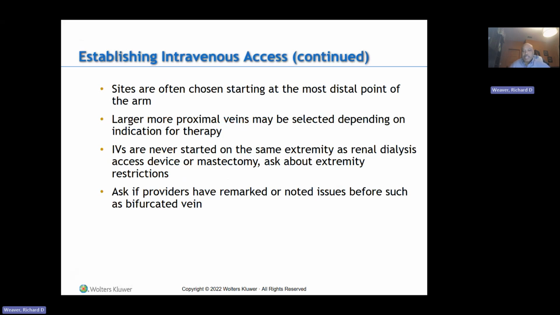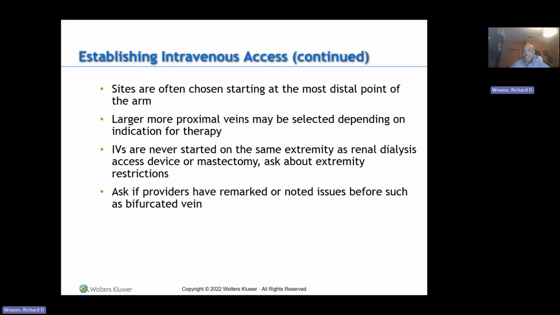The non-dominant arm is typically chosen when selecting a vein for an IV because we tend to use our dominant arm when doing different tasks, and if the IV is placed in that particular arm, then the IV might be compromised. So it's better to put it in an arm that we use with less frequency. Sites are often chosen starting at the most distal point of the arm. So you start near the fingertips and you work your way towards the armpit. Now, larger, more proximal veins may be selected depending on the need for the IV therapy.